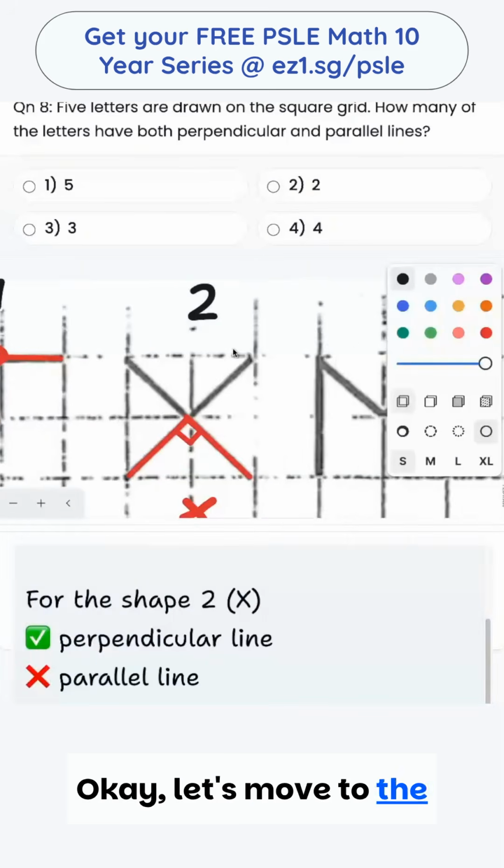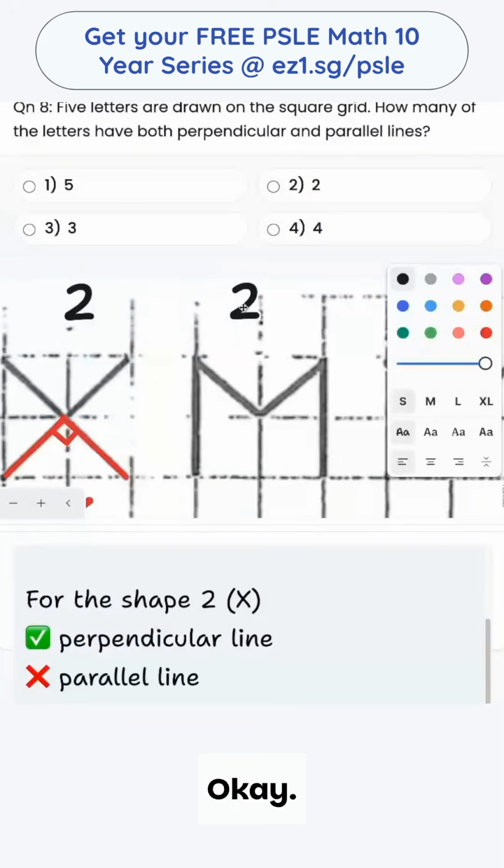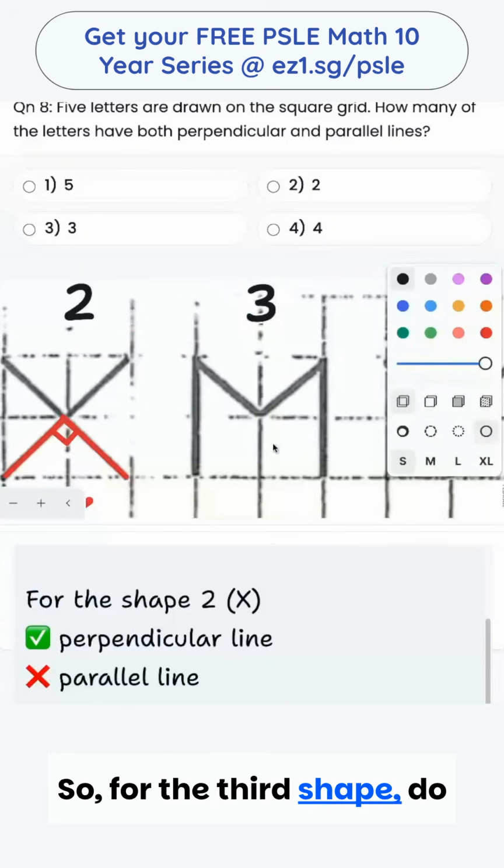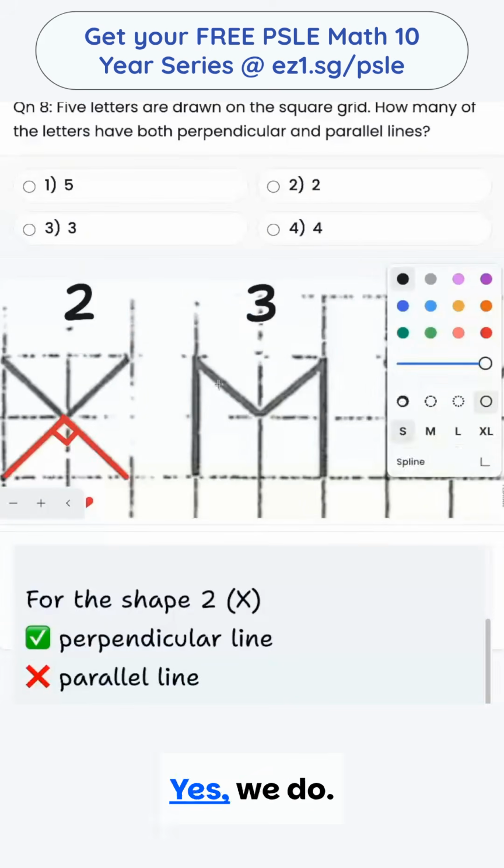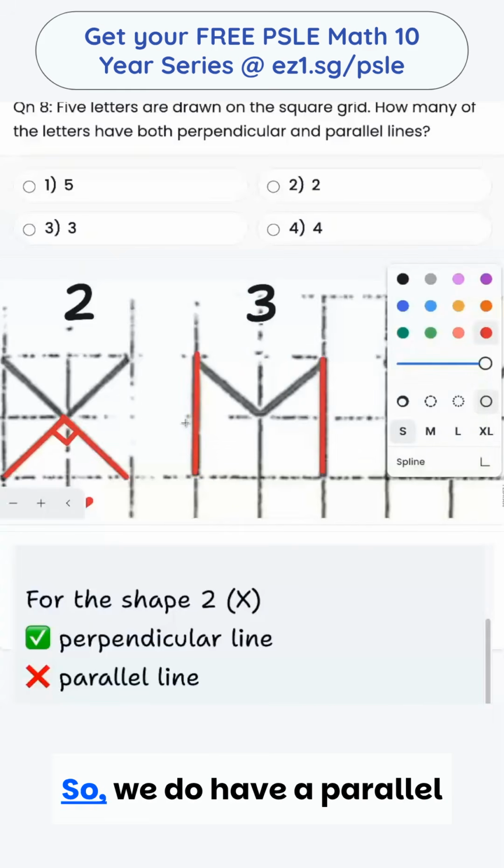Okay, let's move to the third shape, which is an M. For the third shape, do we see a parallel line? Yes, we do. So we have 1, highlighted in red, and 2. So we do have a parallel line as what you see over here.